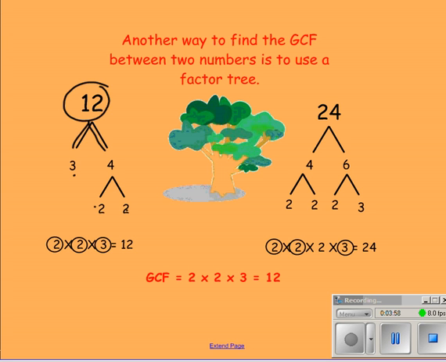If you look over here, you have your other number, 24. 24 is 6 and 4. 4 is 2 and 2. 6 is 2 and 3. So it's 2 times 2 times 2 times 3. This is where it gets tricky.